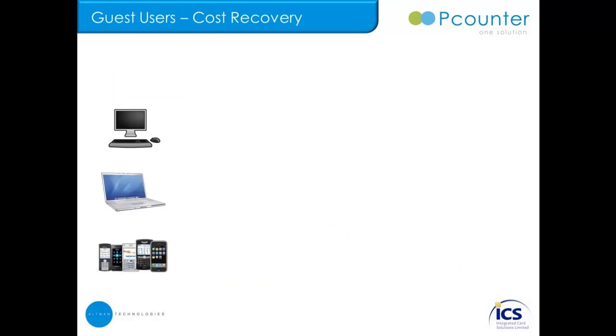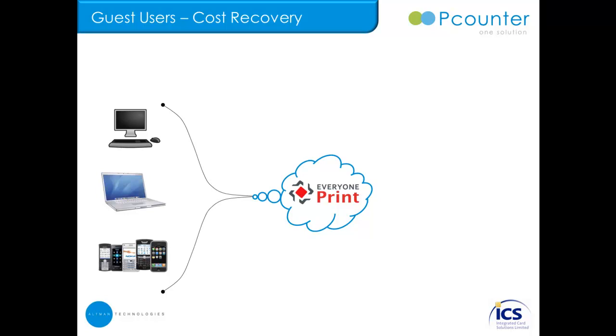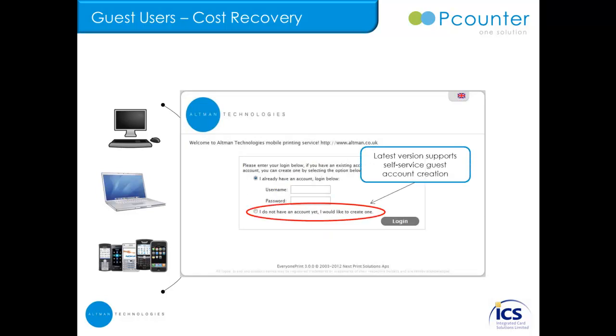We mentioned earlier the possibility of creating guest user accounts in Pcounter for temporary users who need access to print facilities. We can offer an extension of this functionality through the Everyone Print mobile and wireless printing service, as seen here. This module allows a user to print from their own device without the need to install any software or print drivers on their machine. All that is required is a connection to the internet.